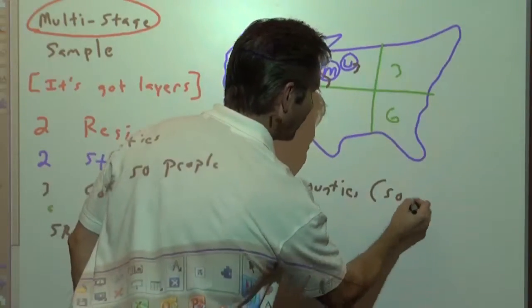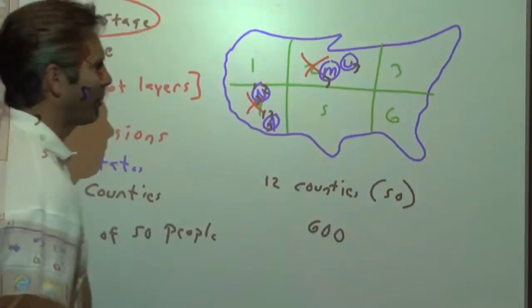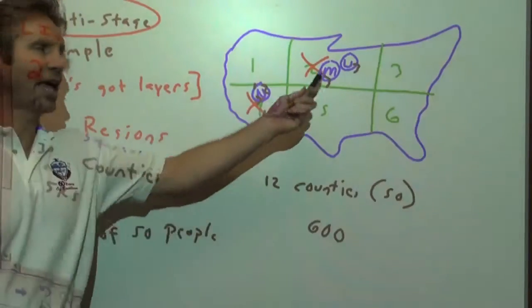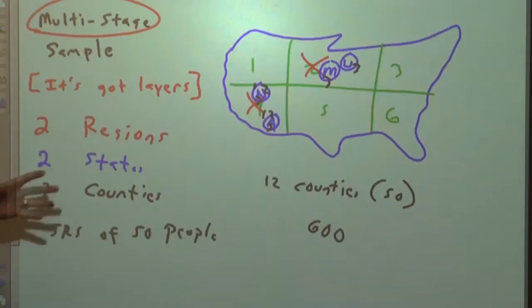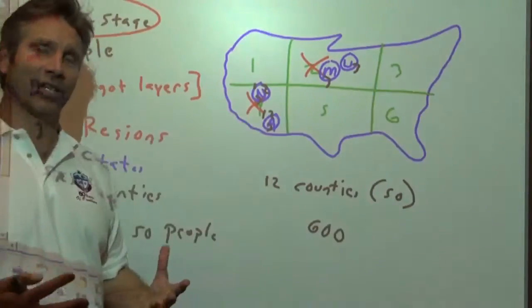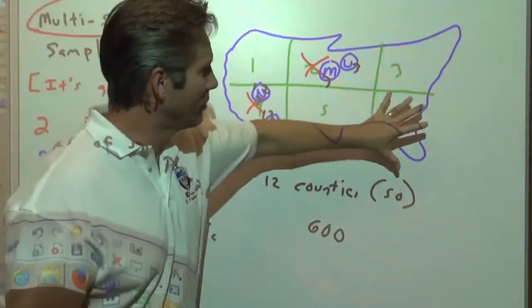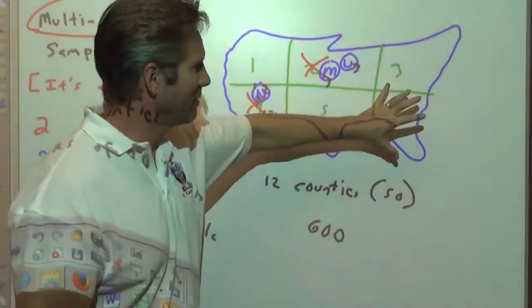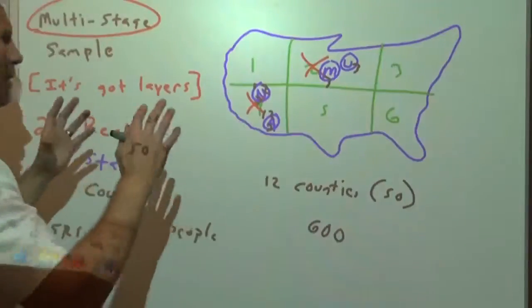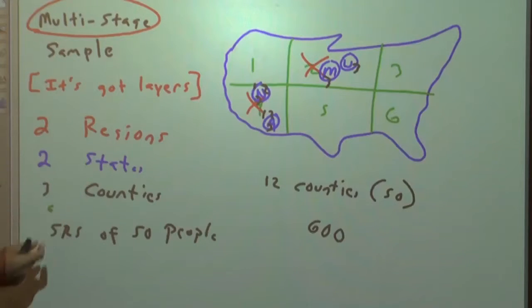So in the end, our sample size is going to be 12 times 50. We're going to sample 600 people, but we only had to visit 12 counties to accomplish it. You can see it's not going to give us a very good cross-section of the whole country. We're missing the attitudes, the perceptions or beliefs of people in the South or whatever. So it's not a very representative sample, but it is cost-effective.